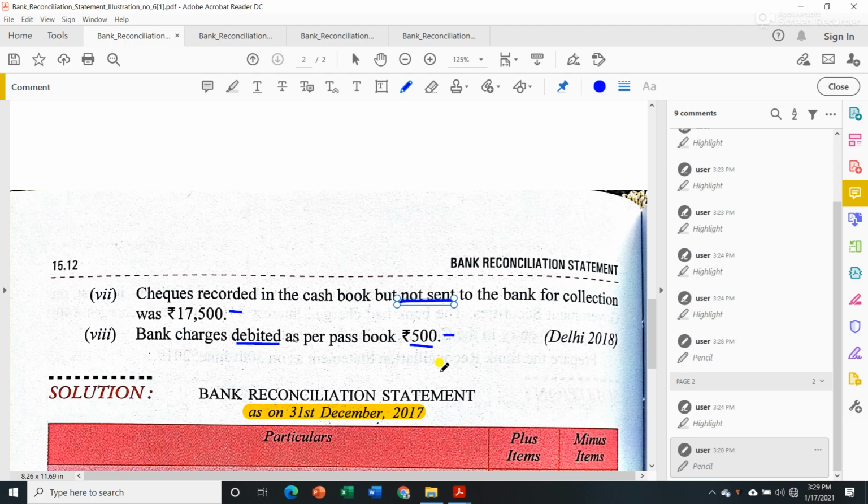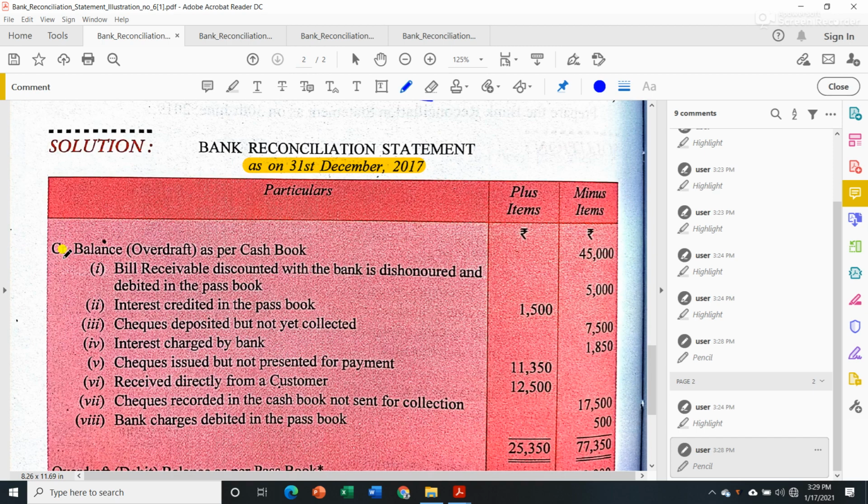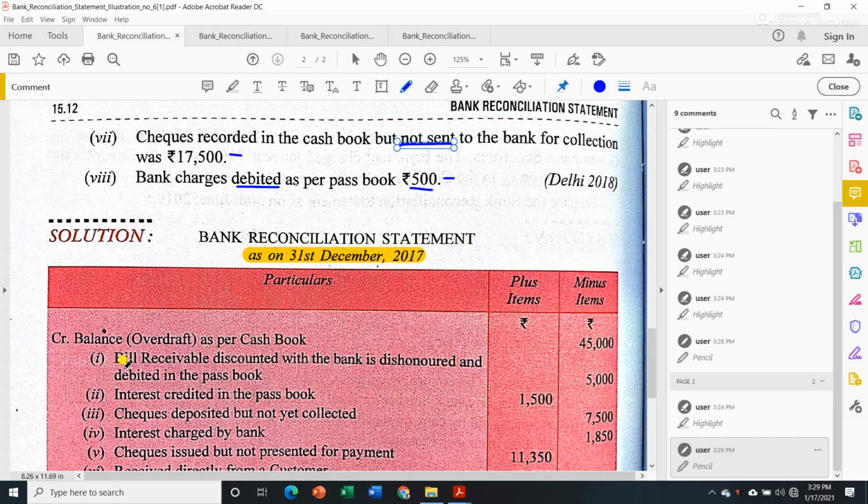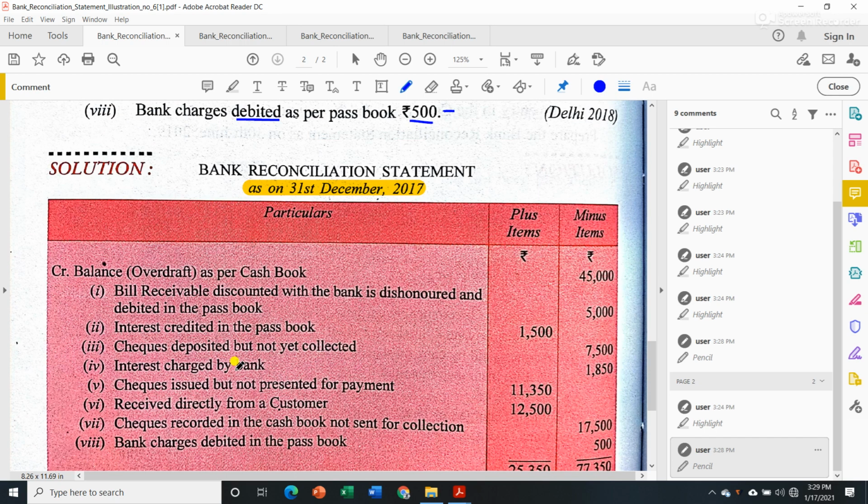Okay, now in the previous session we have seen that at first we will write credit balance or debit balance as per cash book. Then we used to write add, then after leaving some space we used to write less. But instead of doing that, you can simply write the serial numbers 1, 2, 3, 4 as given in the question, and you can write the amount in the plus or minus item, whichever applies to the transaction.